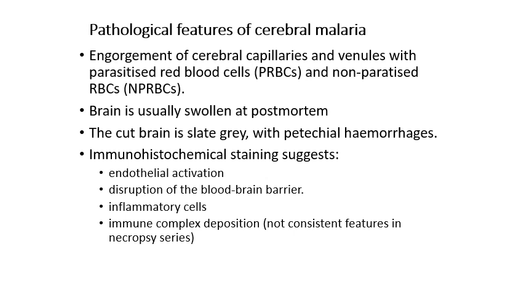Now, pathological features of cerebral malaria. We see engorgement of cerebral capillaries and venules with parasitized red blood cells and non-parasitized red blood cells, which we said before is due to the formation of aggregates. The brain is usually swollen post-mortem. Now, the cut brain is slate gray with petechial hemorrhages. Immunohistochemical studies suggest endothelial activation because there's increased expression of ICAM and disruption of the blood-brain barrier. The inflammation causes production of factors like tumor necrosis factor alpha, which increases the permeability of the blood-brain barrier, inflammatory cell aggregates, and immune complex deposition.